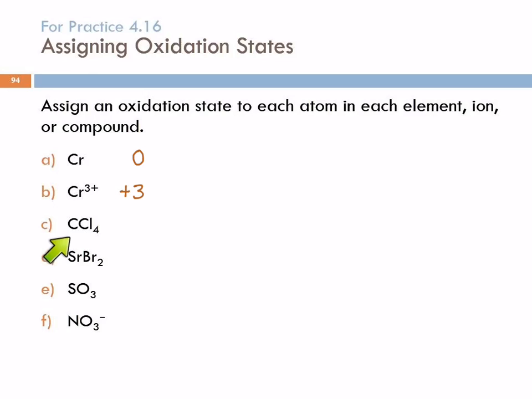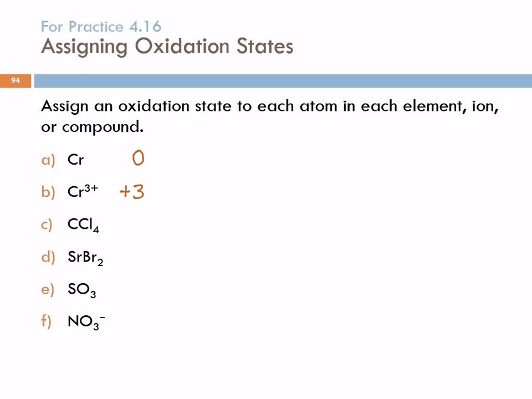Let's look at CCl4. Now we have two different elements, and they're both nonmetals. This isn't an ionic compound, so we can't do anything with charges. We have to use the Pho 765 rules. There's no fluorine, no hydrogen, no oxygen. Next comes column 7. Chlorine is in column 7. If chlorine was an ion, what charge would it have?